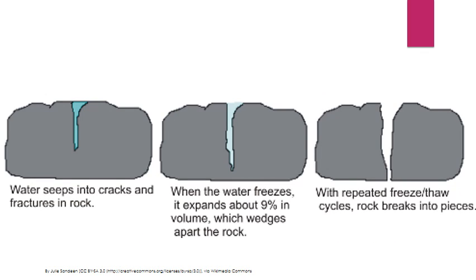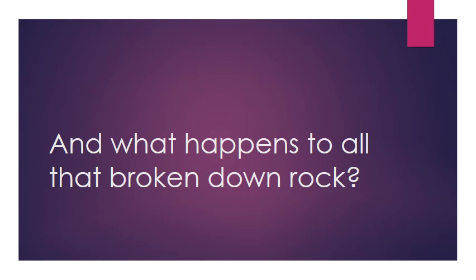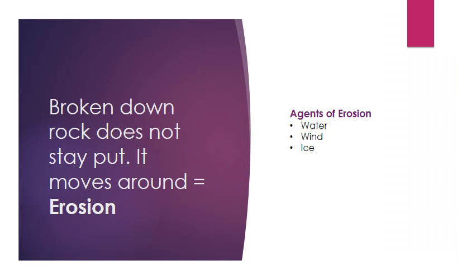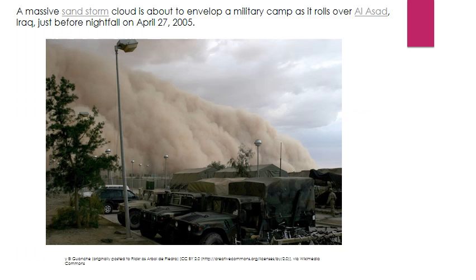Here's a picture of how water can turn into ice and crack rock further. And lastly, what happens to all of that broken down rock? Well, it doesn't stay put, does it? It moves. When rock moves, we call it erosion. Water, wind and ice tend to be the main agents of erosion and moving rock, although humans are pretty good at moving rock around too. We tend to like to pile it up in trucks and move it away to where we want it.